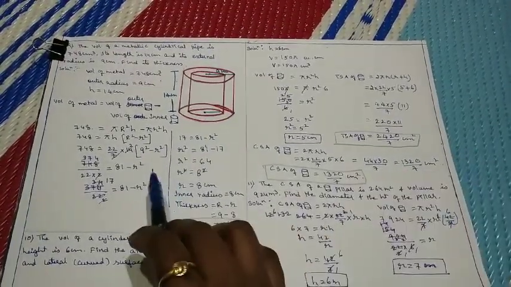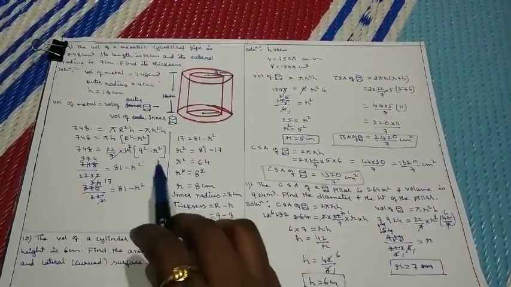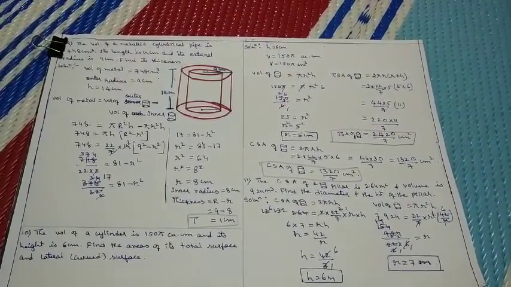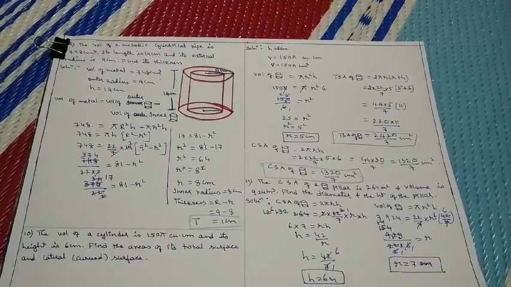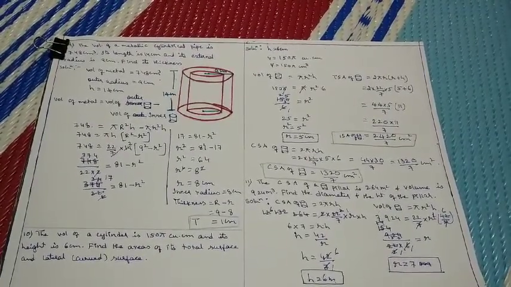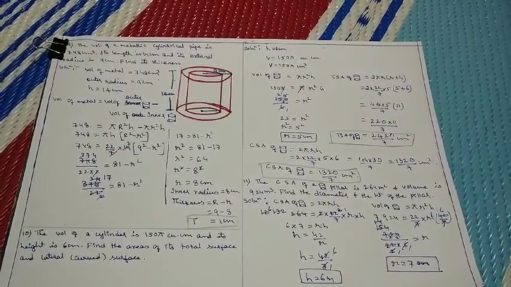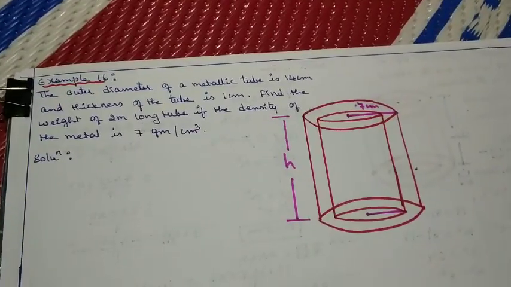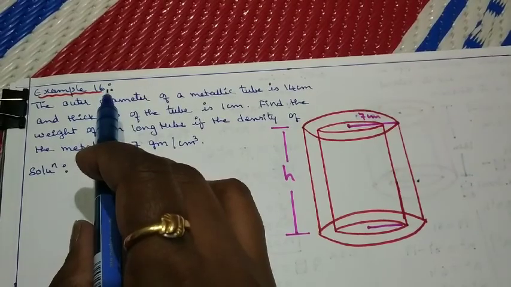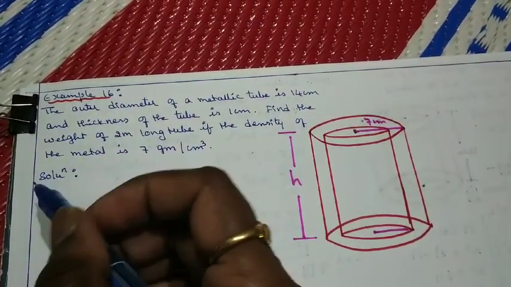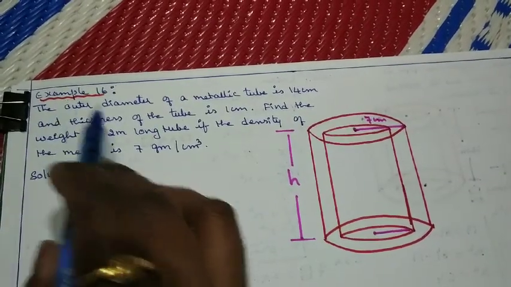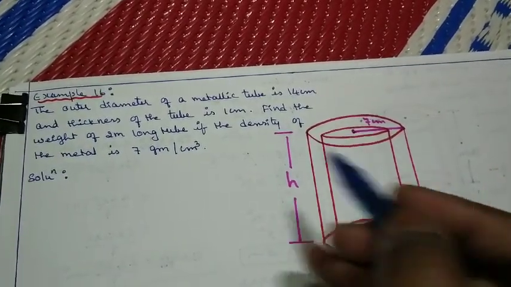So in this, children, question number 8, question number 9 and question number 11 are all very important questions. Even question number 6 is also important, children. Now we'll move to example 16. Example 14 and example 15 are direct questions, children. You can do them. And 16 is also another very important question, so I'll do it.